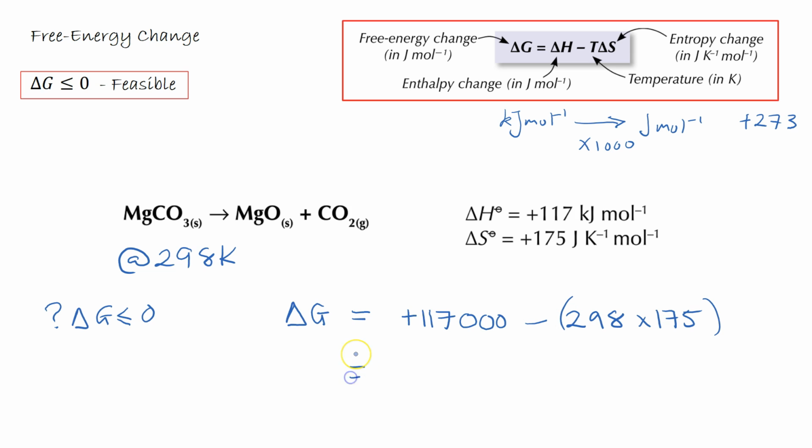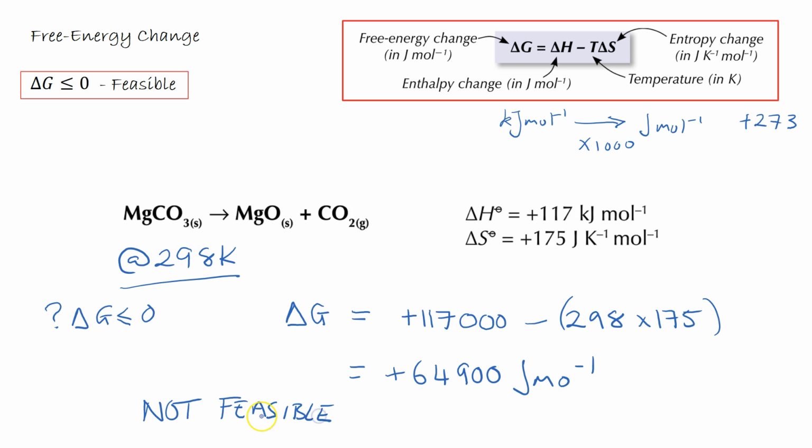So if we put these into our calculator and we do the sums, we end up with 64,900 joules per mole. And importantly, this is a positive value, and therefore at 298 Kelvin we can say that this reaction is not feasible. Now, obviously what it does mean is that at room temperature this reaction isn't feasible, but if we were to increase the temperature significantly, then we may be able to get this reaction to occur.